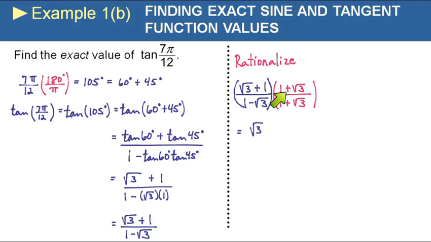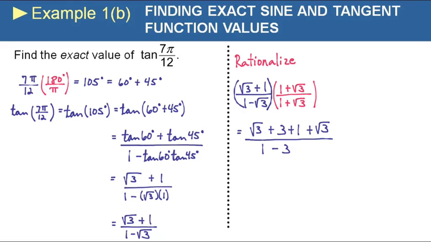Alright, first times first would be square root of 3. Outer times outer would be 3. Inner times inner would be 1. And last times last would be square root of 3. Going to the denominator, first times first is 1. Outer would be square root of 3, and inner would be negative square root of 3, but those would add up to 0. And then last times last would be minus 3.